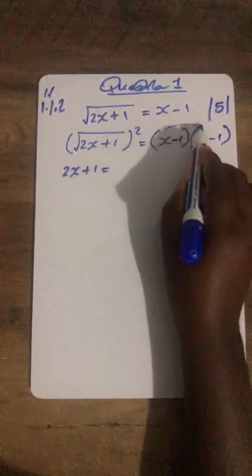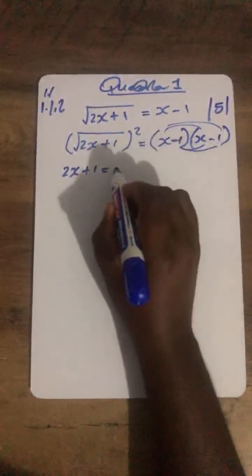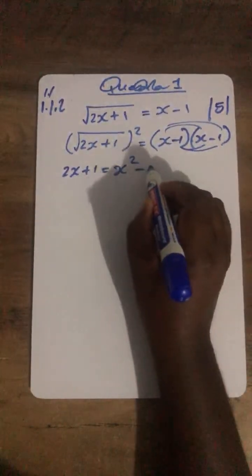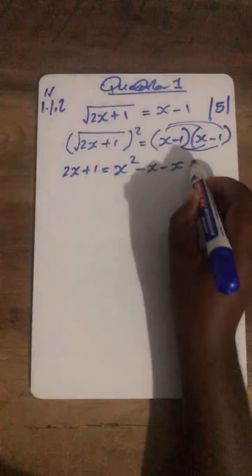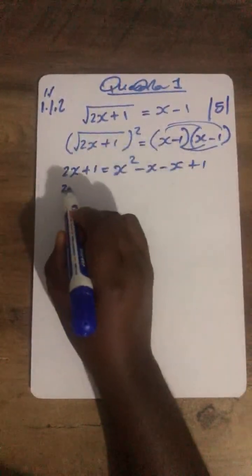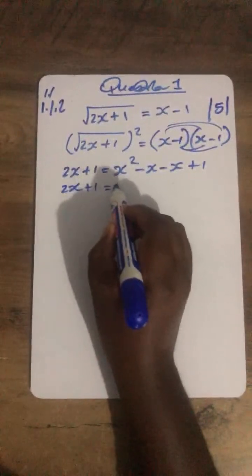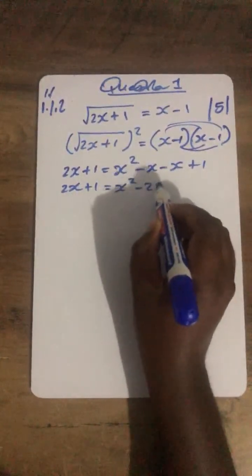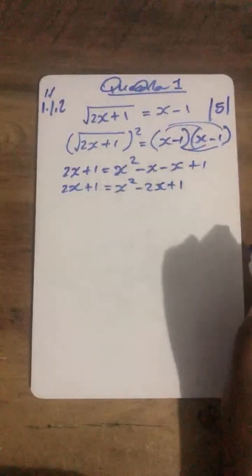So this is where you expand. Trust me, it will give you that, and then you have plus 1 there. So you end up having 2x, which is equal to x squared minus 2x plus 1.